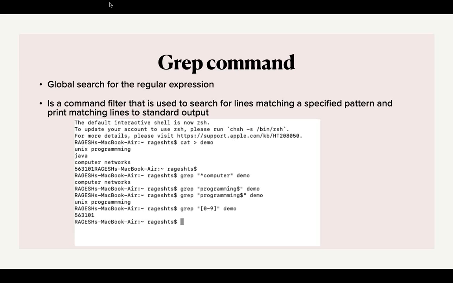I have created a file called demo, and inside that I have a few contents like Unix programming, Java, computer networks, and a few numbers. Once I press Ctrl D, it stops taking the value. Now I'm using the grep command, double quotes followed by the caret symbol. This caret symbol will match the beginning of the lines in your file.